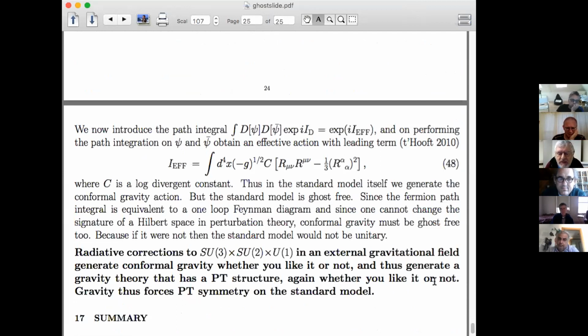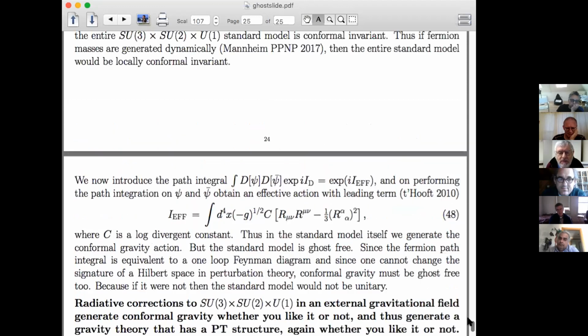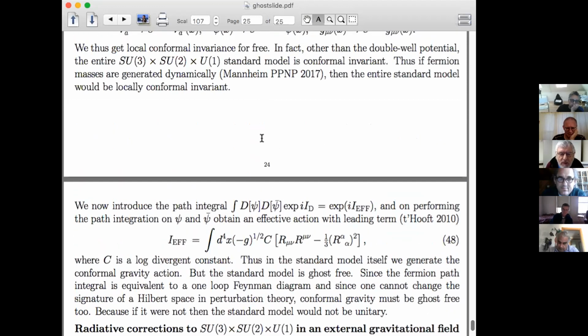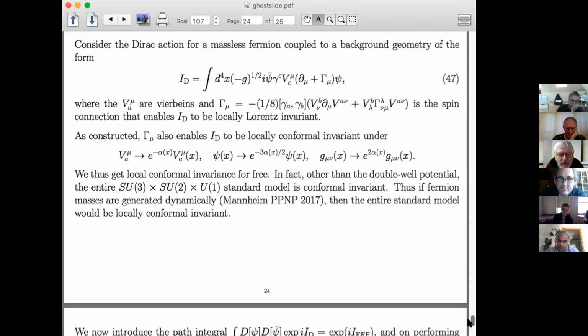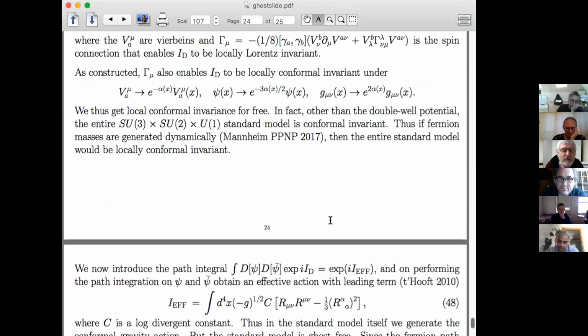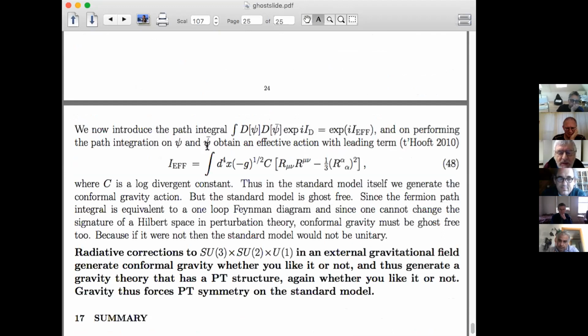So if I start with the standard model, the one that we know and love, and I couple it to an external geometry, and I do the path integration on the psi and the psi bar, I generate the conformal gravity action. But now, the standard model goes free. It's the one we use all the time.